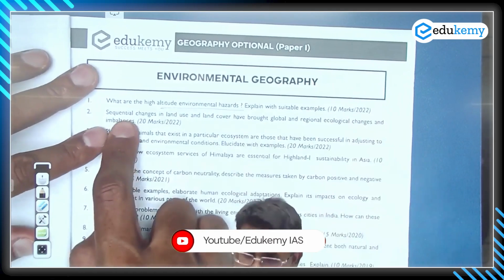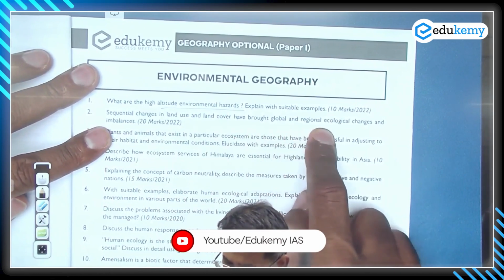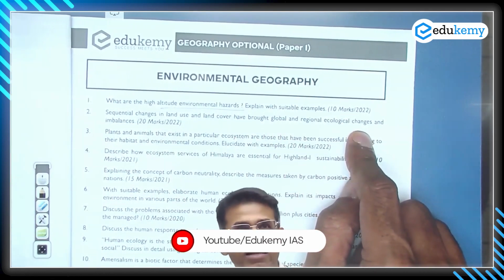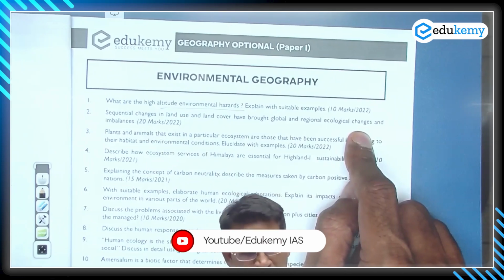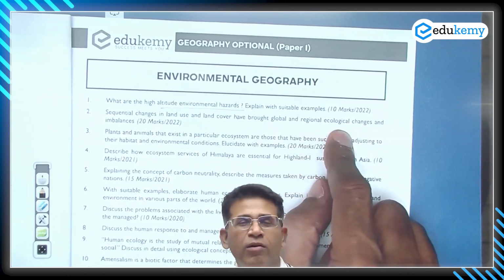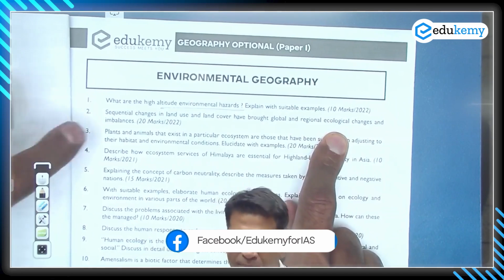Okay. Sequential change in land use and land cover have brought global and regional ecological imbalances. So deforestation, agriculture, the mangrove impact, we have changed the land use there. You can talk about how urbanization is changing things and what it does. Whatever you have studied since yesterday, you can apply all of it here.